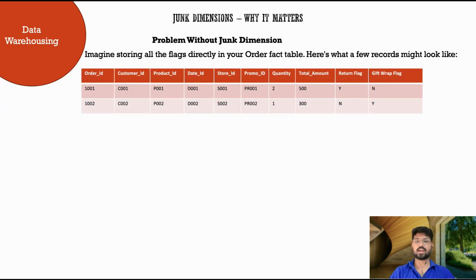So here you can see order ID, customer ID, product ID, date ID. Now return flag, gift wrap flag. Return flag: yes and no. Gift wrap flag: yes and no. Very low cardinality.